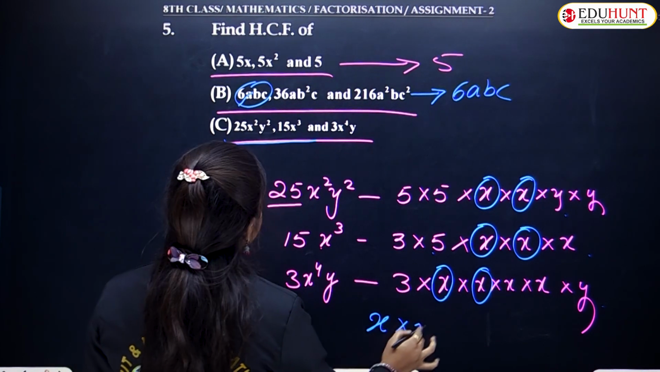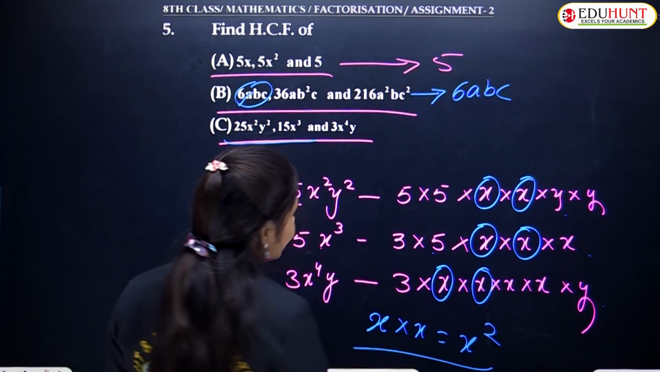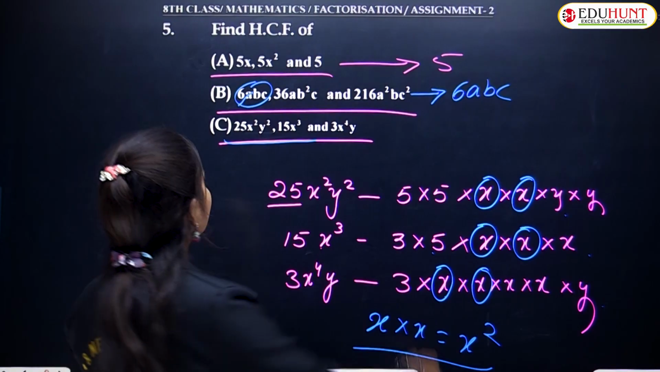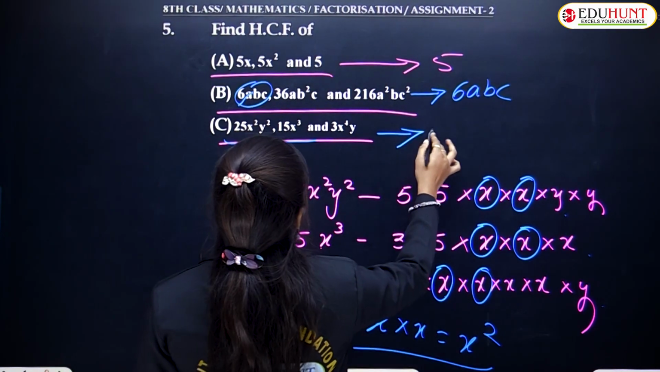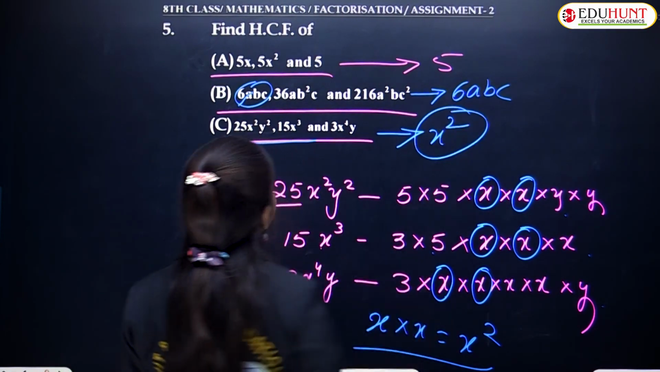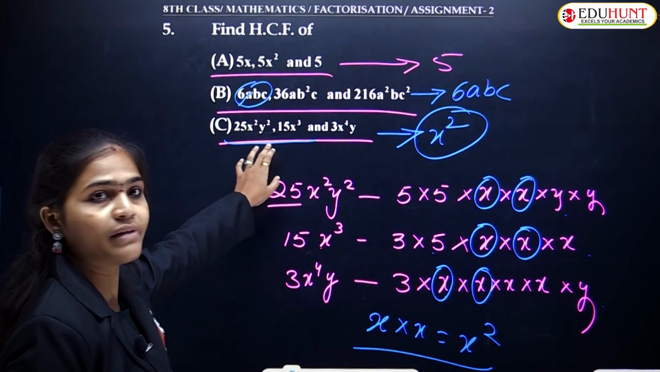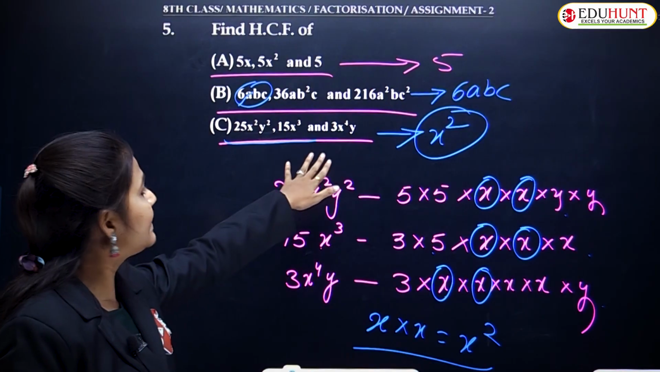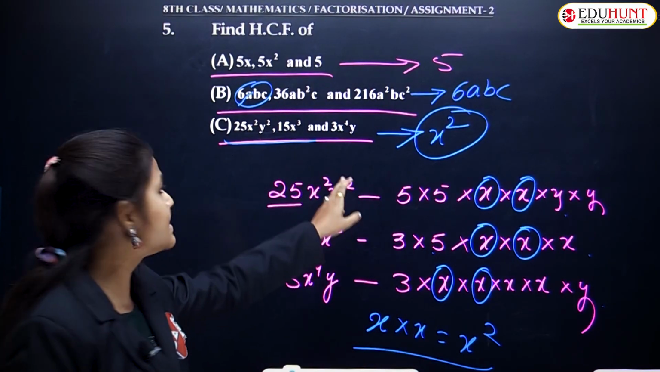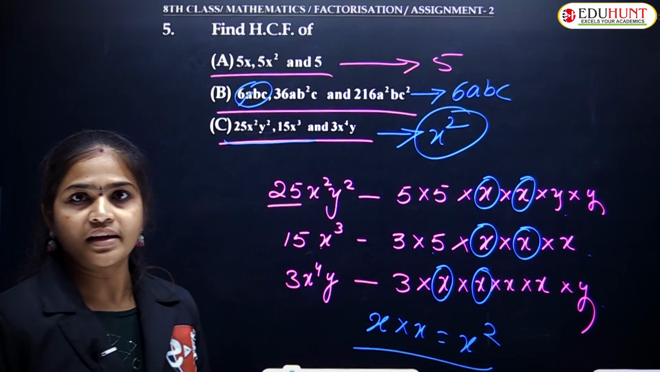X into x, which is equal to x square, is in common. So the HCF of the given numbers is x square. What is the HCF? HCF of 25x square y square, 15x cube and 3x power 4y. So here the HCF is x square. Understand?